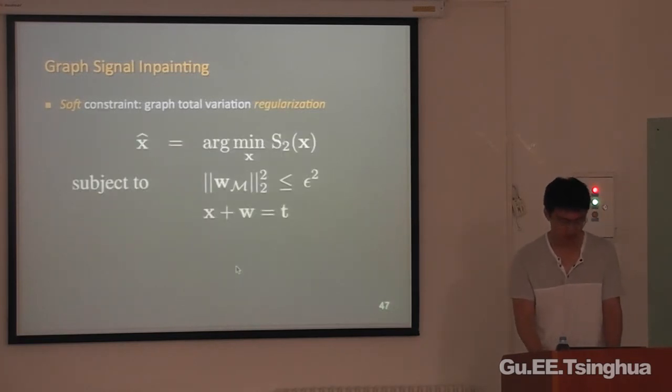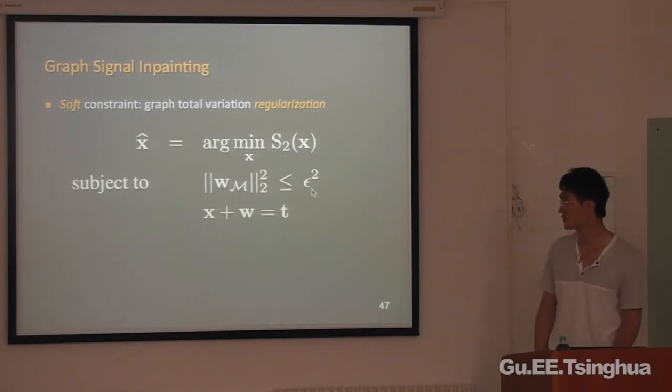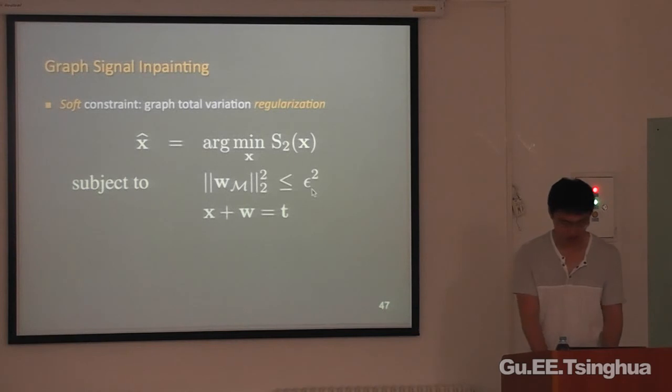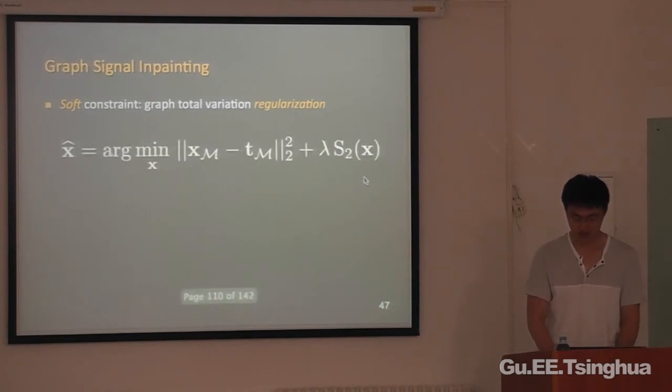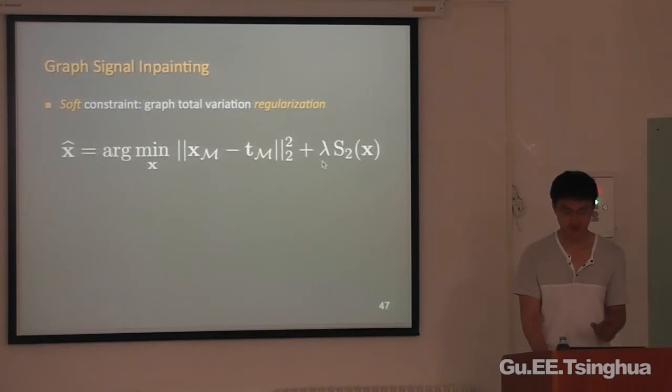Another one is you can do some soft constraint. It means this epsilon is not 0. And we put the constraint into the object function. So we put this constraint into the object function, and we can show that if you choose the epsilon well and this lambda well, then those two versions are equivalent.